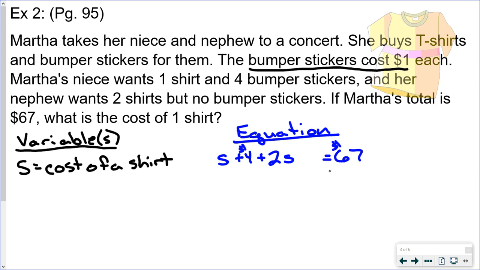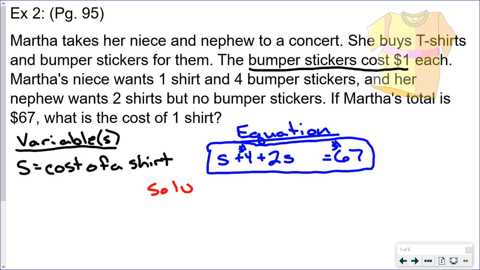So now we go through our steps. Now keep in mind, a lot of times they're going to ask you 2 things. In this question, it just said, what is the cost of 1 shirt? A lot of times they'll say, what is the equation that represents this? And so the equation that represents this would be this right here. Okay. And then my student's assignment, there's going to be 2 parts. It's going to ask for the equation, and then it's going to ask you to solve it. So in the first part for the equation, this is what you would write: S plus 4 plus 2S equals 67.